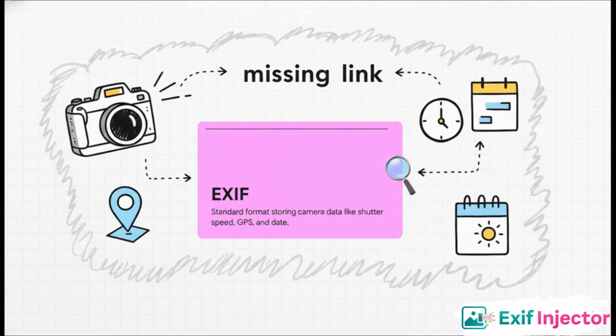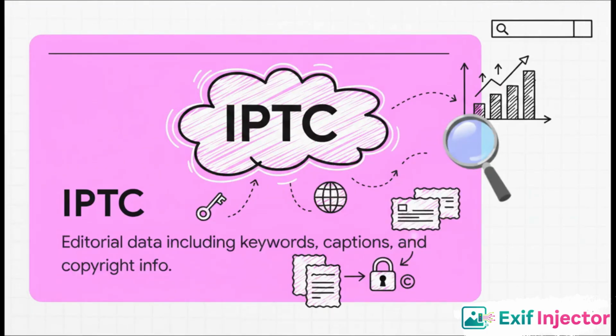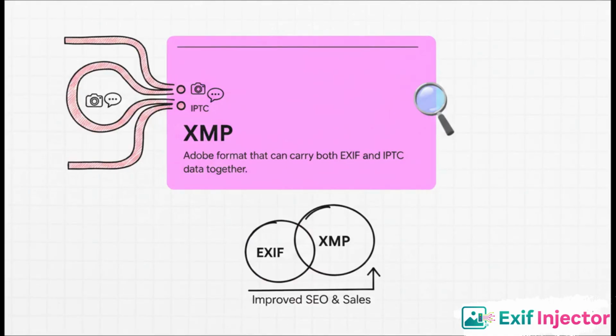First up is EXIF, which secretly stores your camera's exact technical details. Then there's IPTC. This is the crucial stuff platforms actually read, like your keywords and copyright info. And Adobe's XMP format is like the ultimate wrapper, smoothly bundling both EXIF and IPTC together.